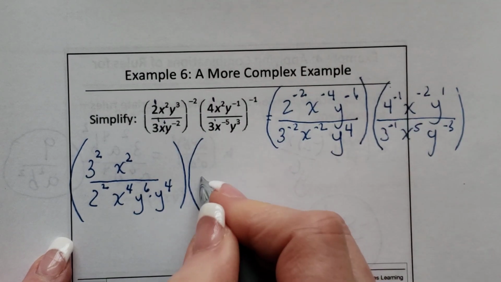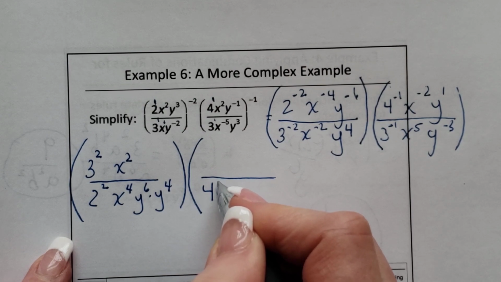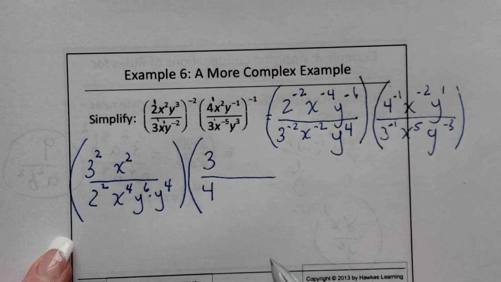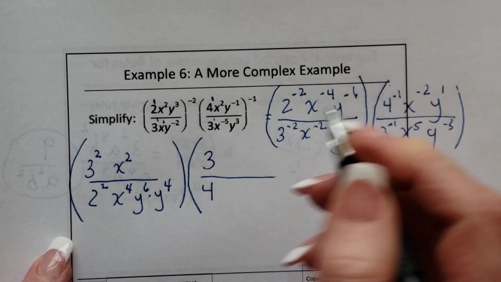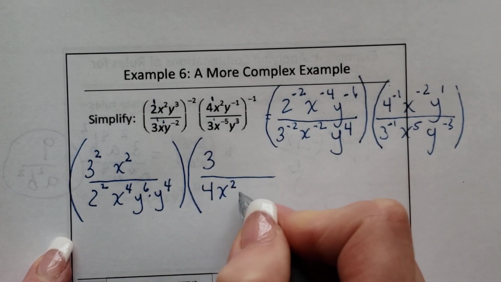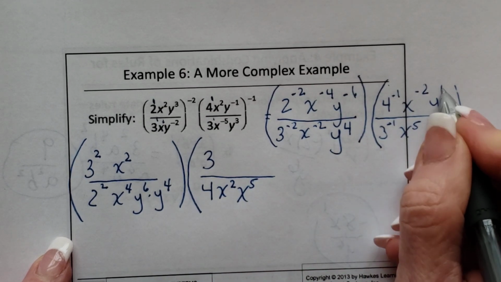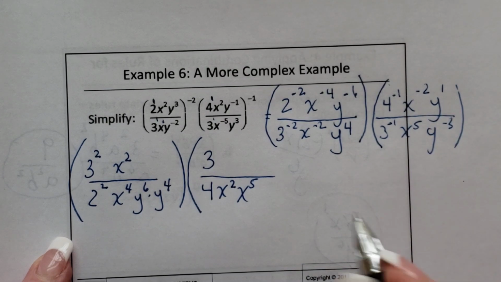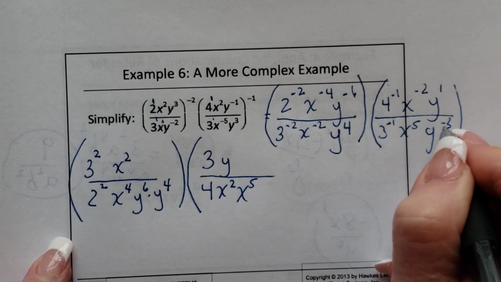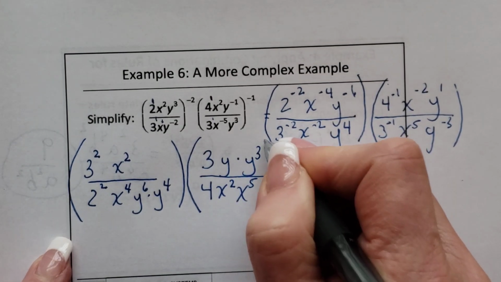4 to the negative first goes down, and 4 to the first is just 4, so I'm dropping that positive 1 now. 3 to the negative first comes up, 3 to the first is just 3. This has a negative exponent, so it's going to fall down here on the bottom. Now this x does not have a negative exponent, so it stays in the denominator. That y is raised to a positive exponent, so it stays up here. And this one that's in the bottom, to get rid of that negative sign, you have to flip it up. So it's going to come up here next to this one.